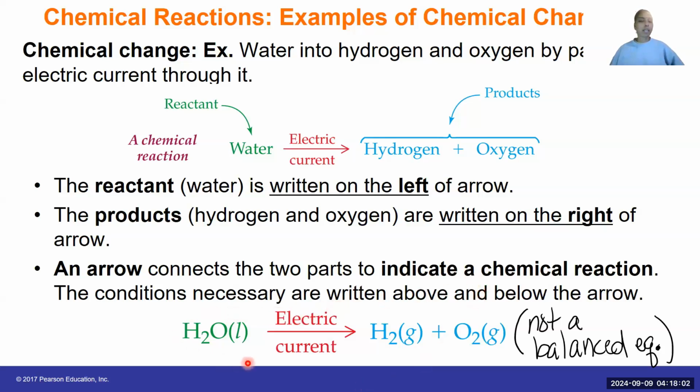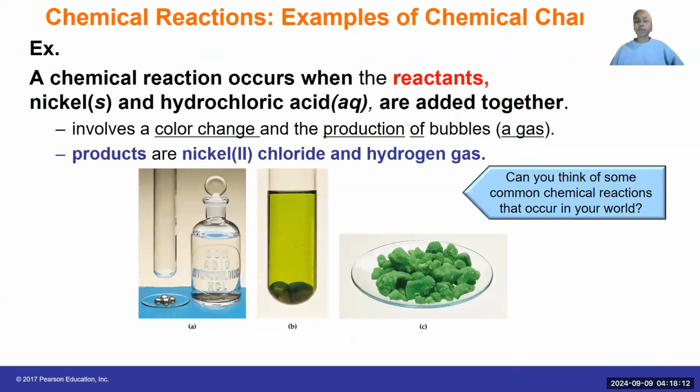This is a chemical equation. However, it is not a balanced equation because we don't see all the same numbers of atoms on both sides. Let's take a look at another chemical change. So let's say we have nickel and hydrochloric acid. When we mix them together, we end up with this.